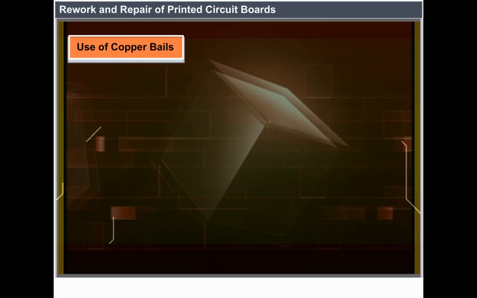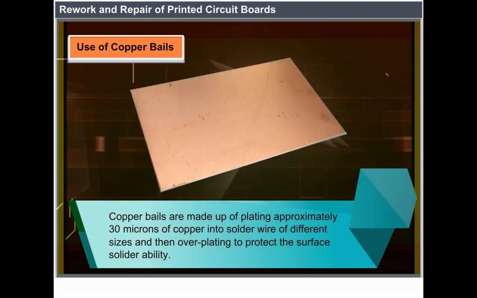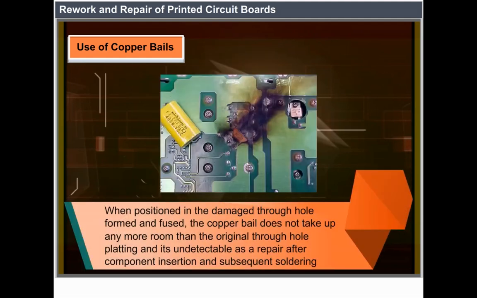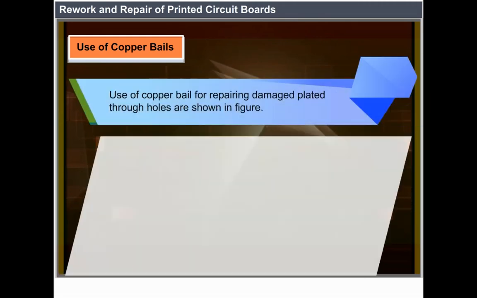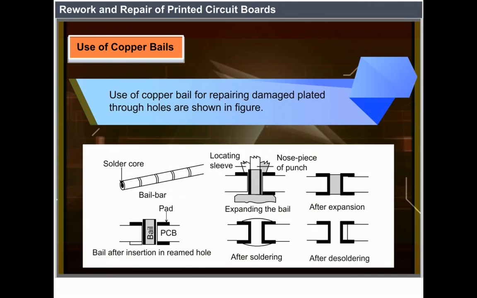Use of copper bales. Copper bales are made by plating approximately 30 microns of copper onto solder wire of different sizes and then overplating to protect the surface solderability. When positioned in the damaged through-hole, formed and fused, the copper bale does not take any more room than the original through-hole plating, and it is undetectable as a repair after component insertion and subsequent soldering. Use of copper bale for repairing damaged plated through holes is shown in figure.